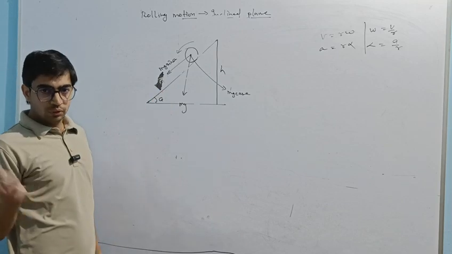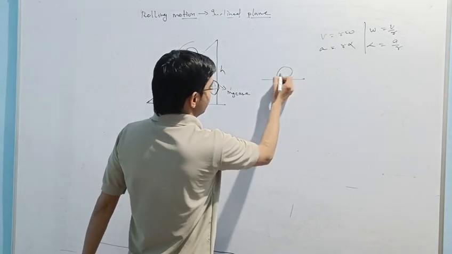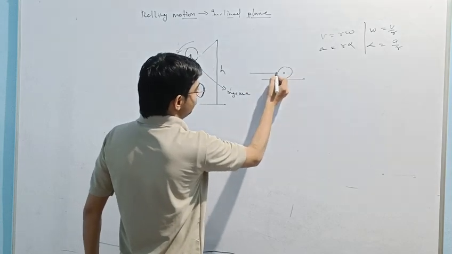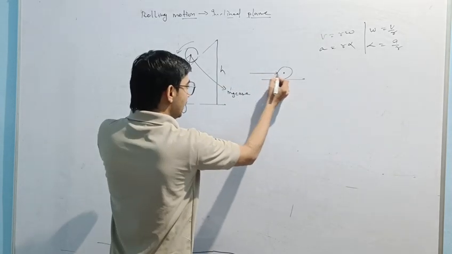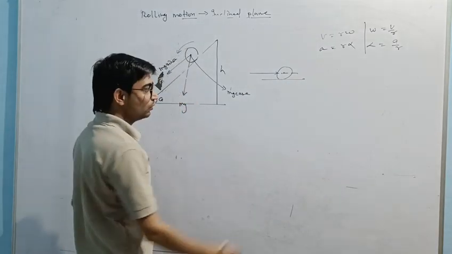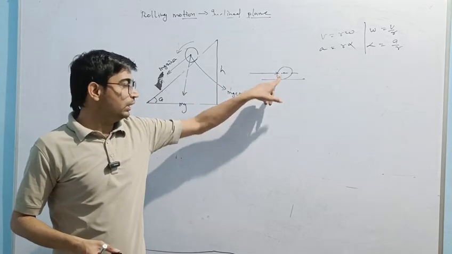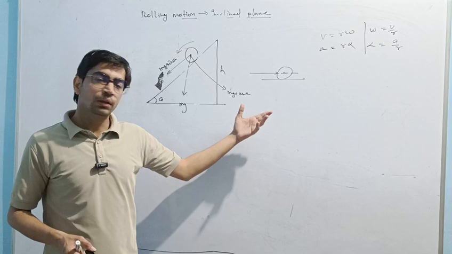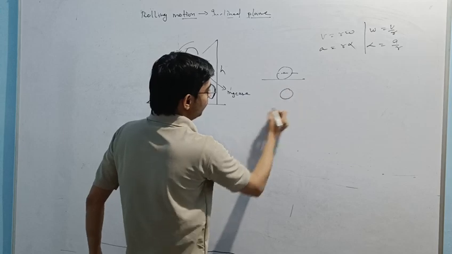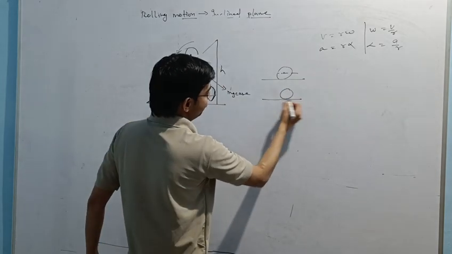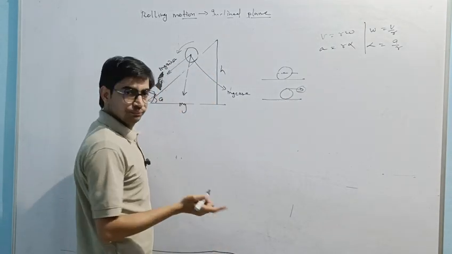Friction will be responsible for torque. Why is it so? For rolling, if I am applying some force like this, meaning this force or this line joining passes through the center of mass, then this object will make only translatory motion. If I exert force like this, this force is responsible to make it roll.